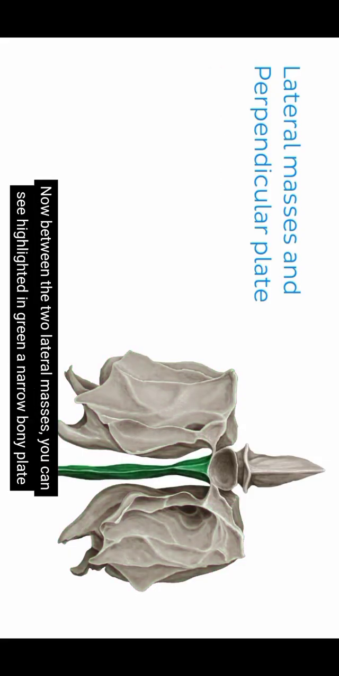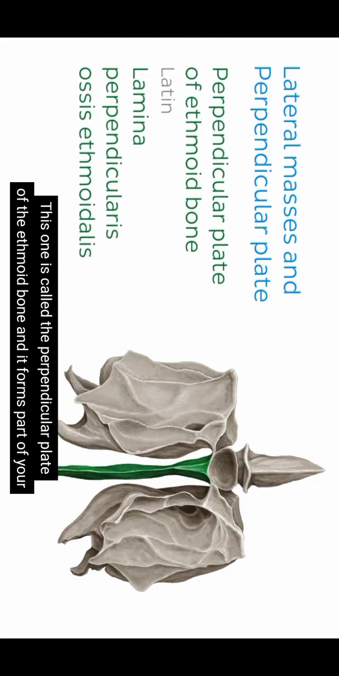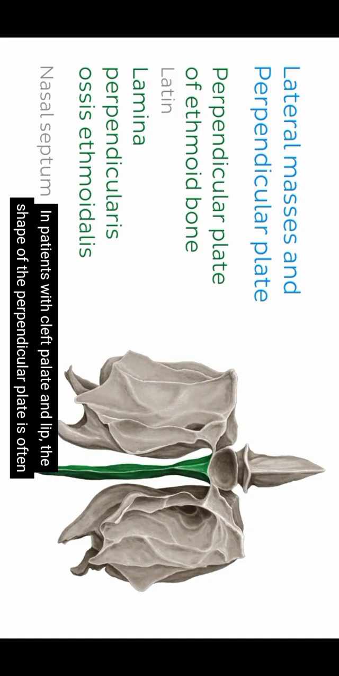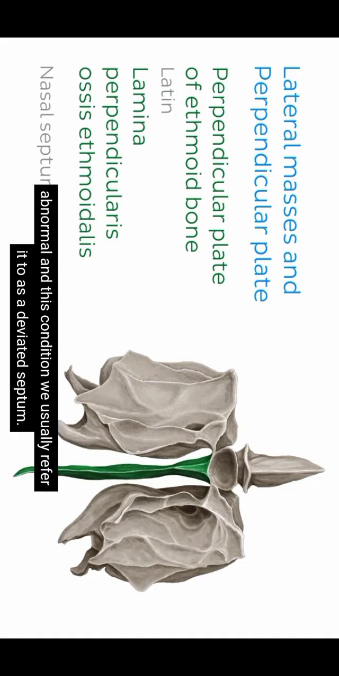Now between the two lateral masses, you can see highlighted in green a narrow bony plate projecting inferiorly. This one is called the perpendicular plate of the ethmoid bone, and it forms part of your nasal septum that separates the right and left nasal cavities. In patients with cleft palate and lip, the shape of the perpendicular plate is often abnormal. In this condition, we usually refer to as a deviated septum.